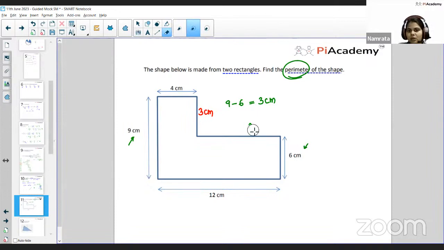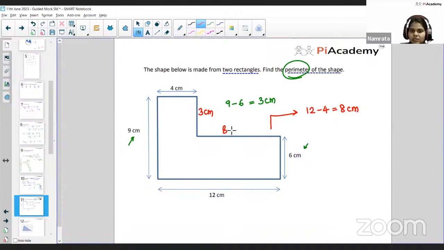Moving on to the next one, this one. So this one will be 12 minus 4, which will give us 8 centimeters. I hope we are clear with this. 8 centimeters. So now what will be the perimeter? Addition. So it will be 4 plus 3 plus 8 plus 6 plus 12 plus 9. And everything will be in terms of centimeters.